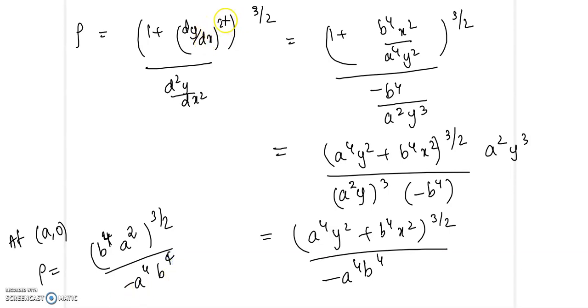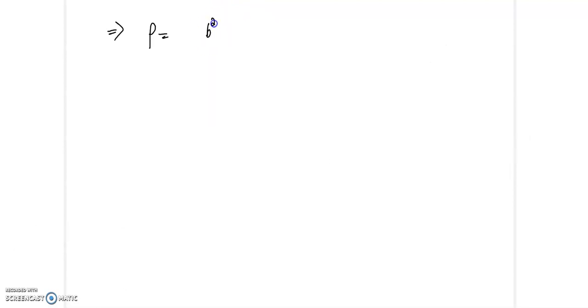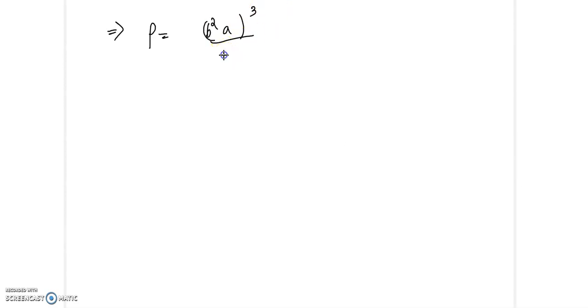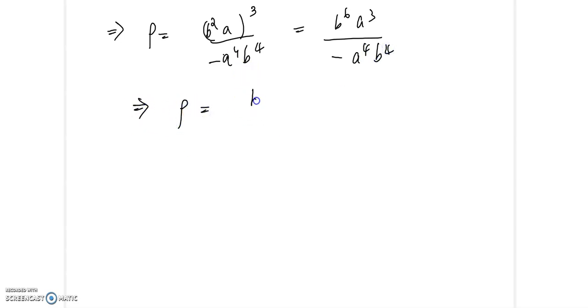So therefore rho will be equal to, so we will get b square a whole cube by minus a raised to 4 b raised to 4, that will be b raised to 6 a cube by minus a raised to 4 b raised to 4. So that is rho equal to b square by a. So that is the value of the semi latus rectum.